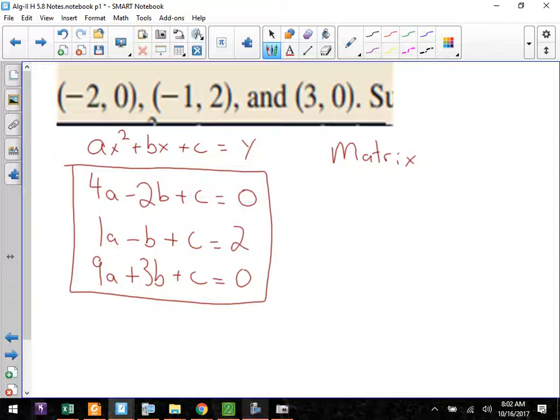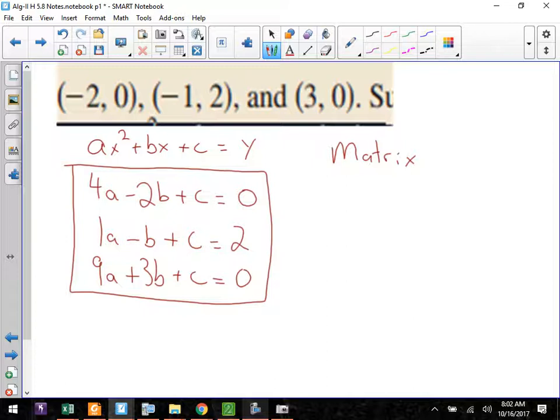Now, what a matrix does, in our case here, is that it's a way of grouping numbers together. It's a way of taking awful-looking things and grouping them so that they're easier to work with. So what we do is we're going to create what's called a coefficient matrix. A coefficient matrix is nothing more than all the coefficients on the left-hand side of the equation.